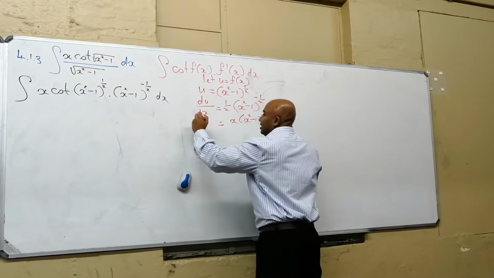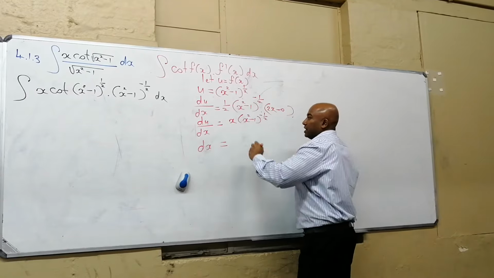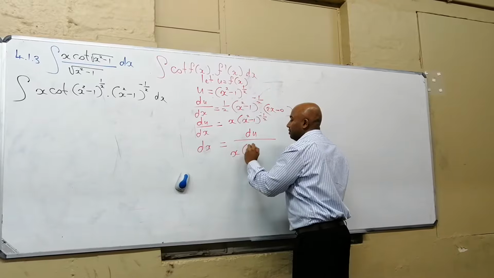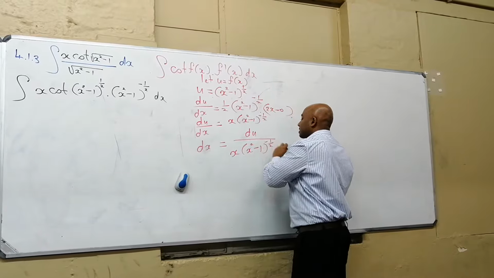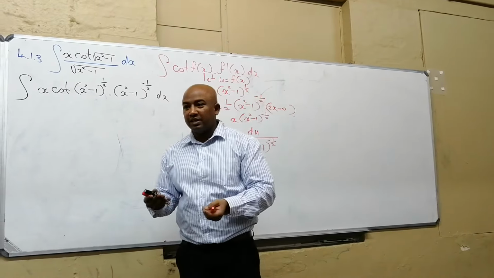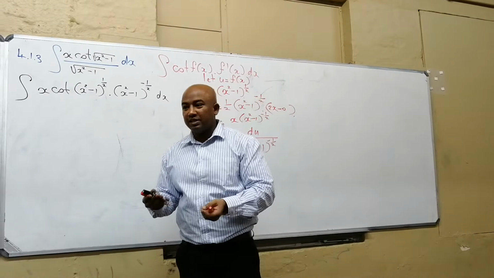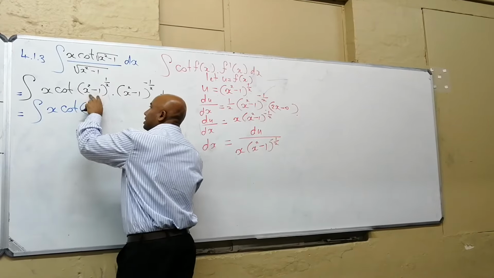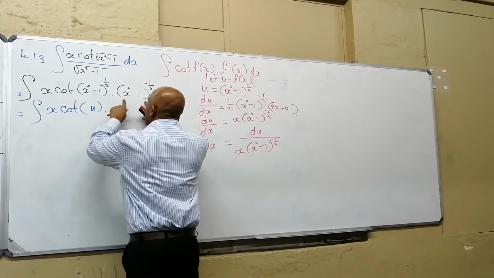So this is my du over dx. So now I can make dx the subject of the formula. So dx is going to equal du divided by x times x squared minus 1 to the power minus half. You could have done this by inspection. All the u substitution examples, obviously you can do it by inspection. Right, but anyway, let's substitute here. So that's x times cot u, and this here is x squared minus 1 to the power minus half, and my dx is du divided by x times x squared minus 1 to the power minus half.